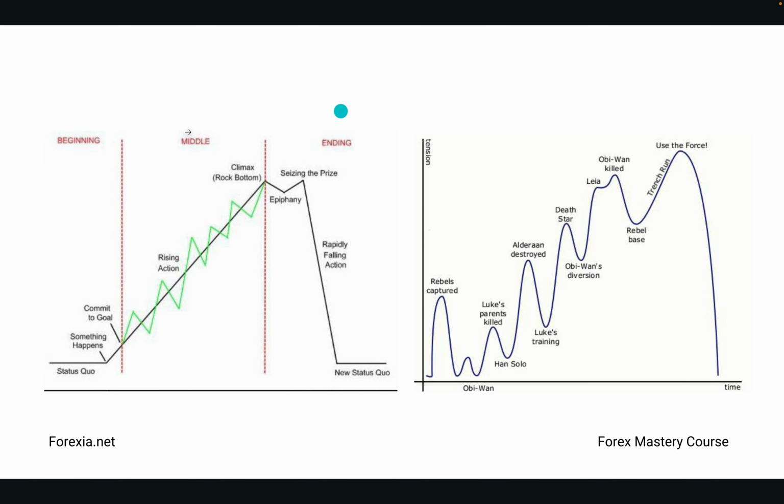So here is another example of this structure, where we have the beginning, the middle, and the ending. 1, 2, 3. We have the start, we have the end, and something happens. You commit to the goal, rising action. We get to the climax, and then seize the prize, rapidly falling action. If we look at it and compare the structure to Star Wars, right? We have Obi-Wan, Luke's parents are killed. We have all of these different things happening, and then right at the end, right around here, Obi-Wan is killed, and then right at the end they use the Force, and that's when everything changes, right?